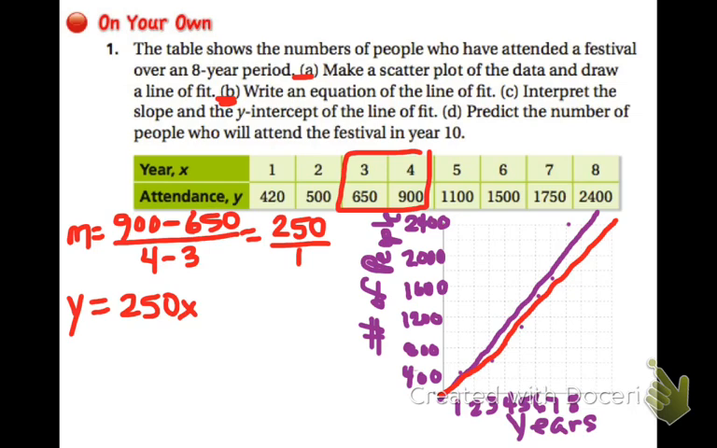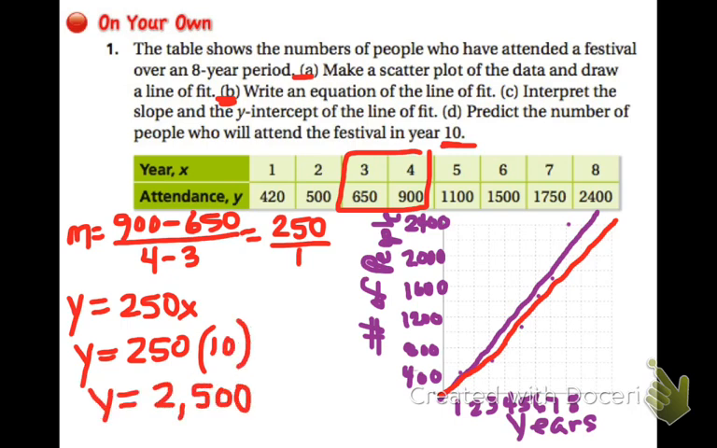So if we had to predict the number of people that might attend, they might look at this data because you have people coming in with food and you have entertainment, you have to figure out the number of people that you're going to be having at this festival to make sure you have enough of everything you need. So in year 10, we could say that y would be equal to 250 times 10, and we could anticipate about 2,500 people in attendance in year 10. So that just demonstrates all the steps to answer all the questions for this type of problem.